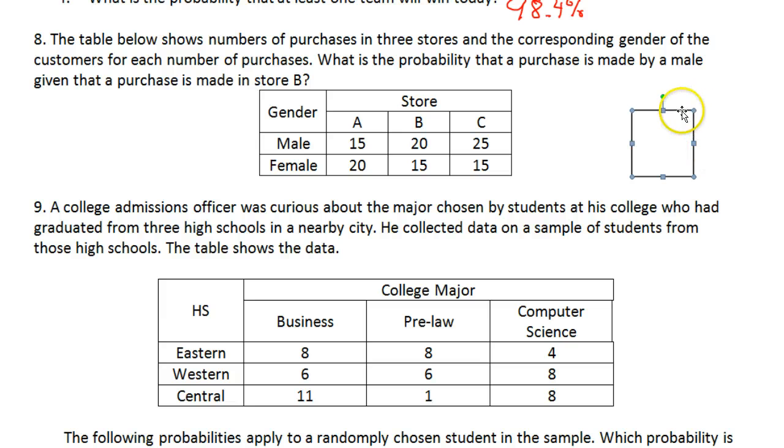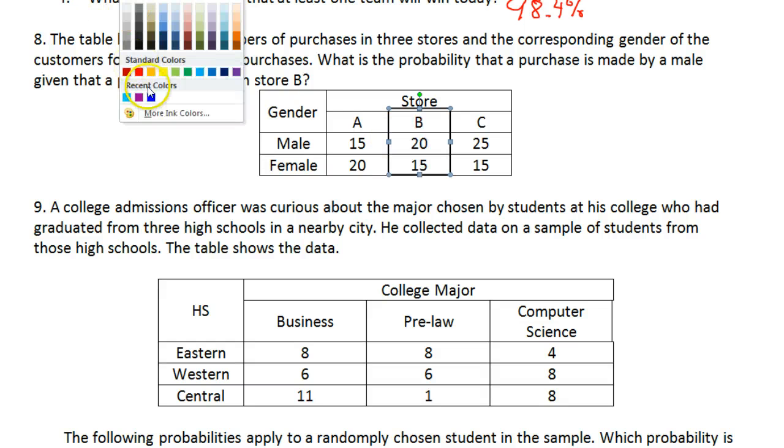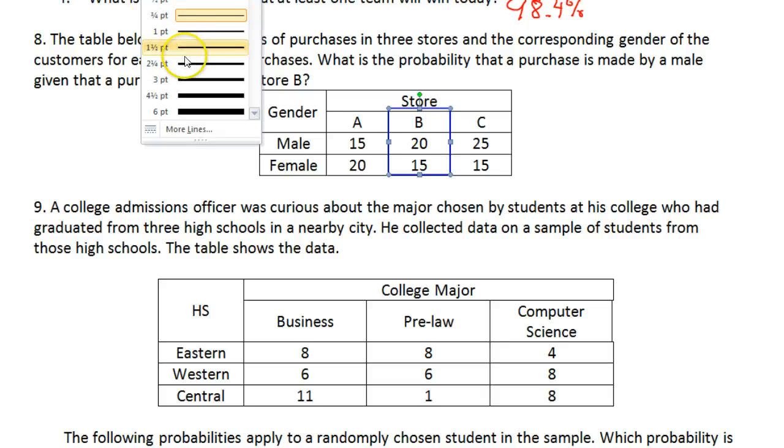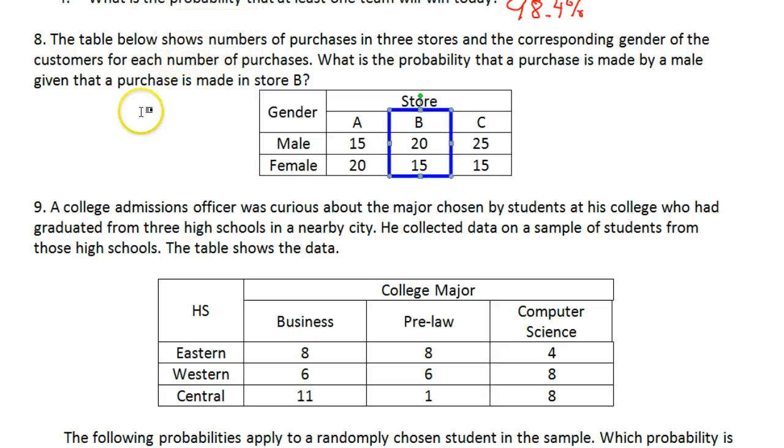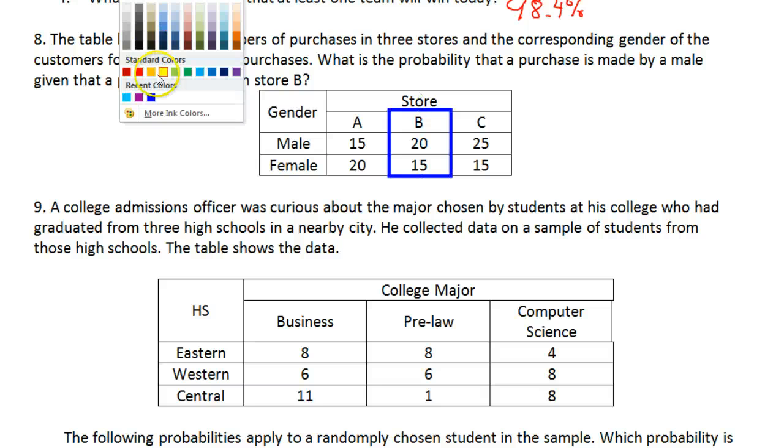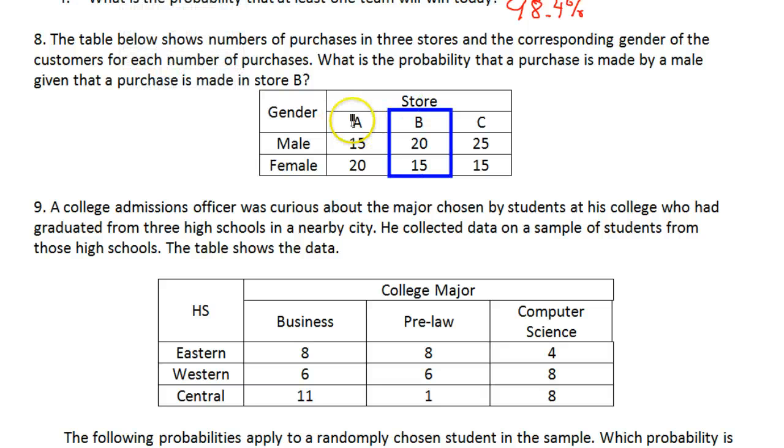Whoa, why did it jump over there? Can I not do that? Yeah, like I said, store B, the universe. So we are going to absolutely ignore everything else. So store A, forget about it. Store C, don't even worry about it. Store B is the universe for the rest of the problem.